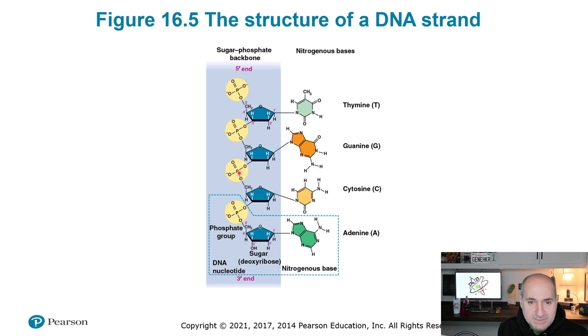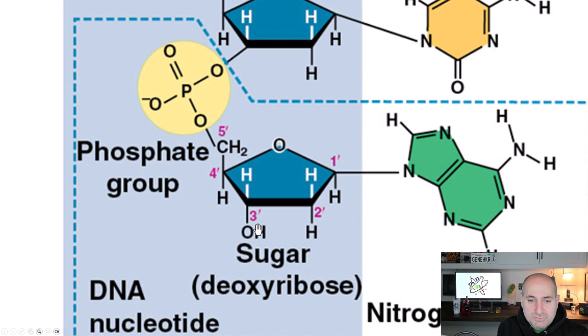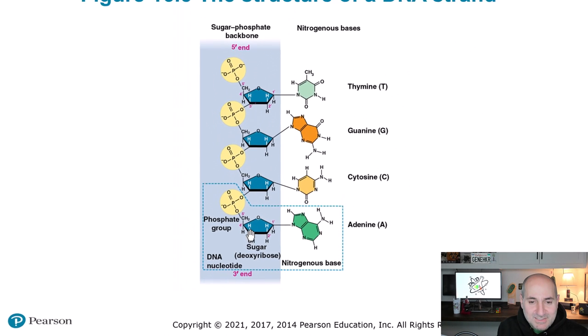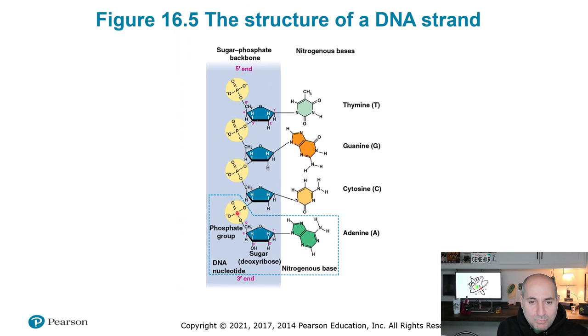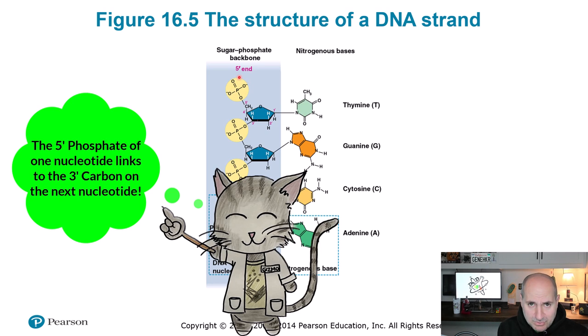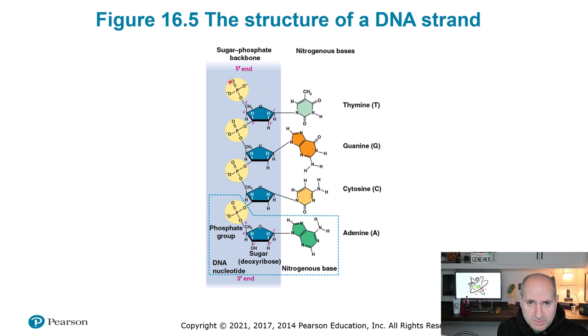Conversely, let's look at the other end down here. This is known as the 3' end, because at the 3' end, you have a hydroxyl group. Again, they're referring to the 3' carbon of the pentose sugar. That 3' carbon has a hydroxyl group. And that's how nucleotides link together. Remember, the 5' phosphate of one nucleotide gets bound to the 3' carbon on the next nucleotide. And because that's how they link together, you're always going to have a 5' end with a free phosphate group and a 3' end with the 3' hydroxyl group.